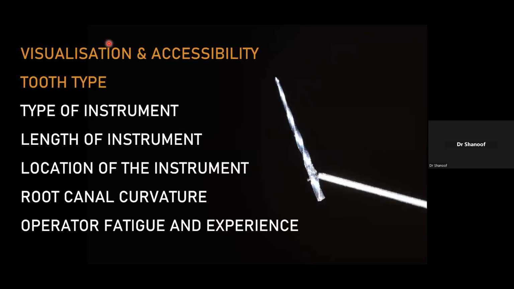Then coming to the tooth type, posterior teeth have more complex anatomy, making file retrieval more difficult. That too, the mesiobuccal canal of the mandibular molars is most difficult to retrieve from as compared to maxillary teeth.